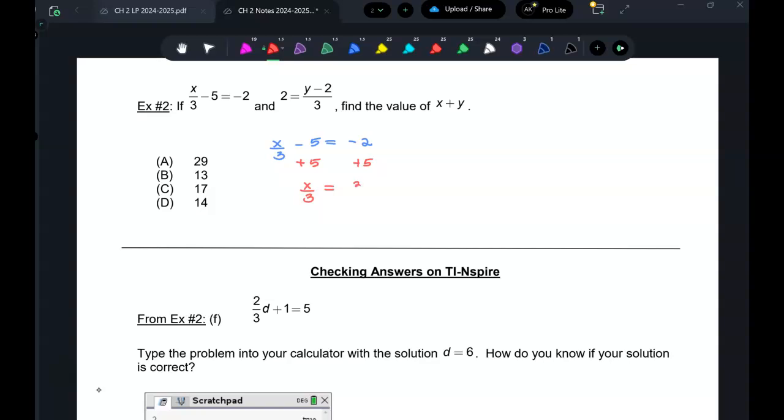Good. Now I have to get rid of the divided by 3. So I have to do the opposite, which is times 3, 3 over 1. So these will cancel. x equals 9. Good. Okay, now I'm going to take the other equation, 2 equals y minus 2 divided by 3. Now again, when the whole thing, y minus 2, is divided by 3, I have to multiply by 3 first.